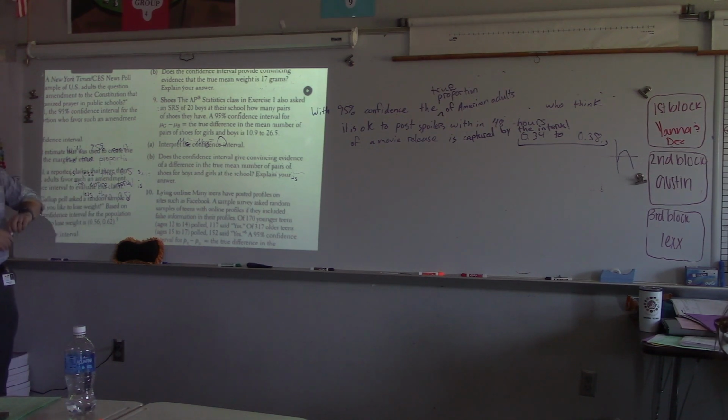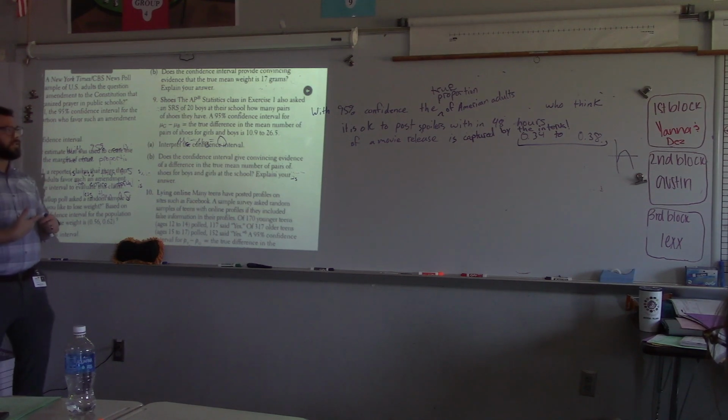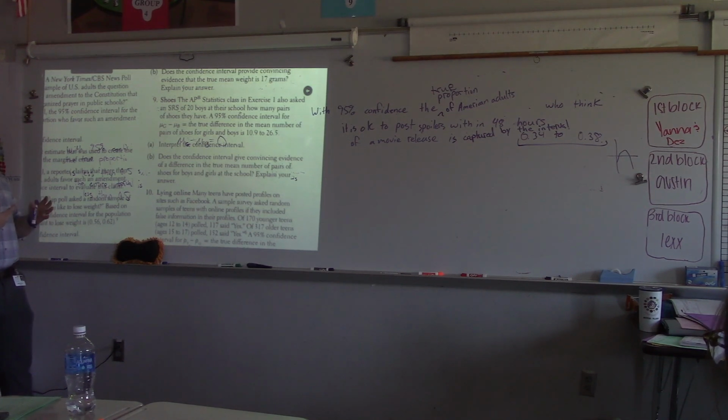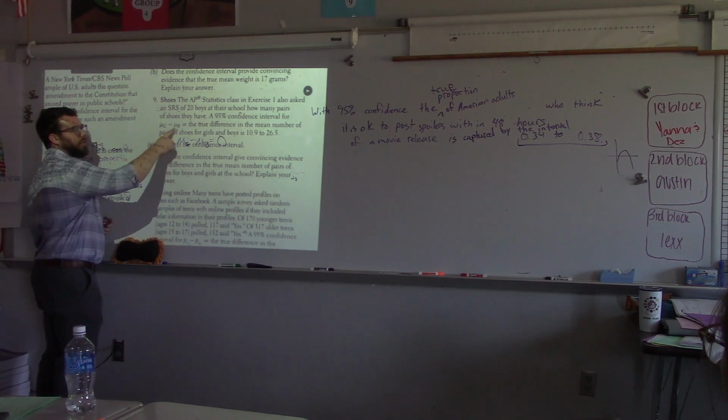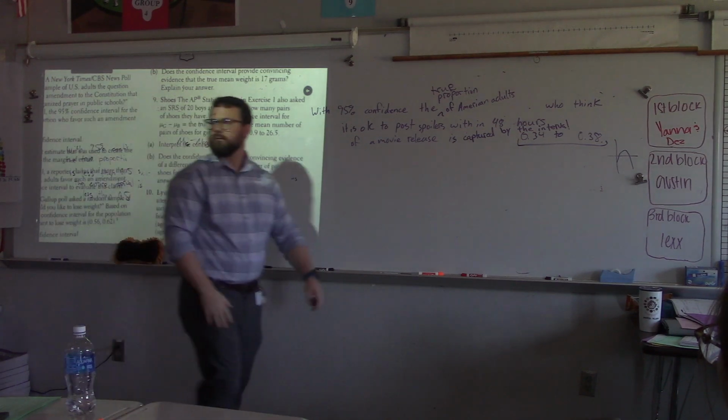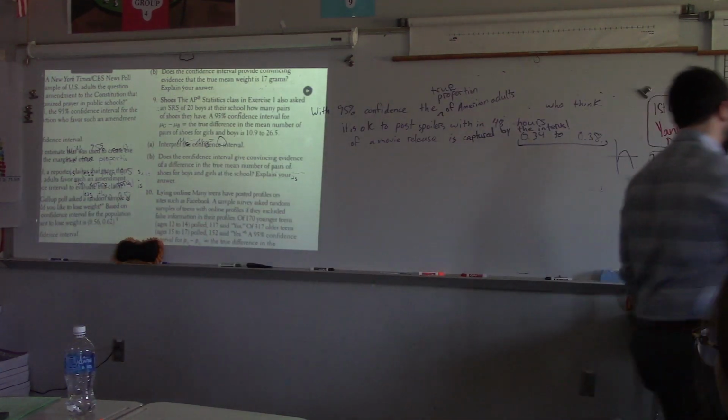I believe the true difference in the mean number of pairs of shoes for girls and boys is 10.9 to 26.5, with girls having more shoes than boys. How do I know it's girls having more shoes than boys? Because it's positive. If it was boys having more, then the difference would be negative. Does that answer your question?